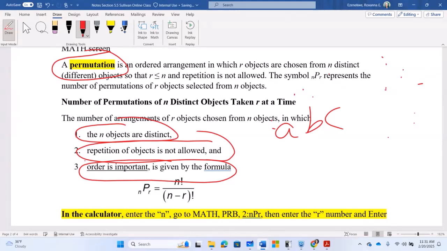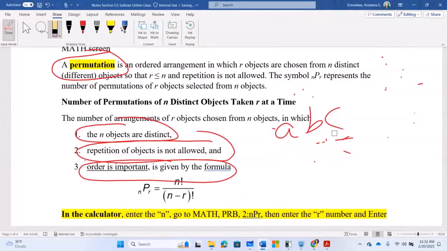So number 1 is saying there have to be n distinct objects. They cannot be, none can repeat. In other words, I'm not allowed to have A, B, C, C. Repetition of objects is not allowed. They have to be distinct. Order is important. So in permutation, order is important. We have to be careful with that.